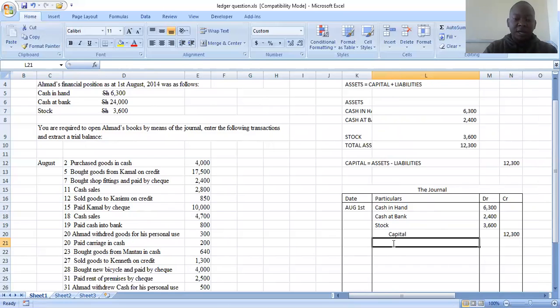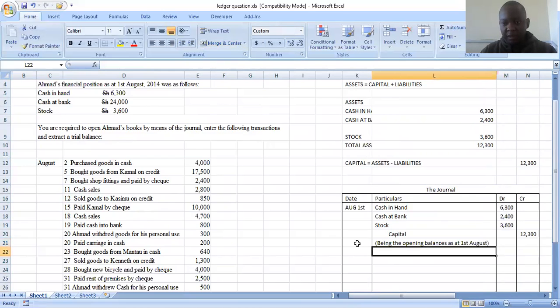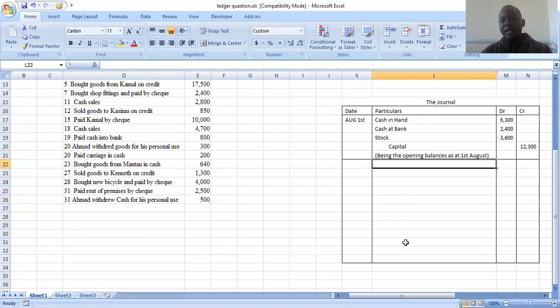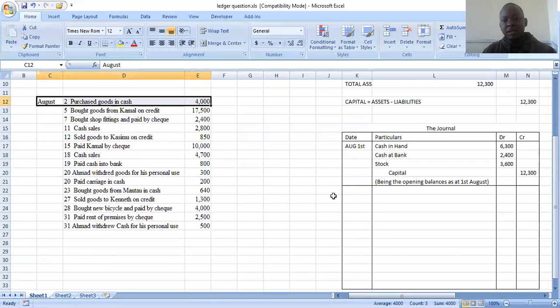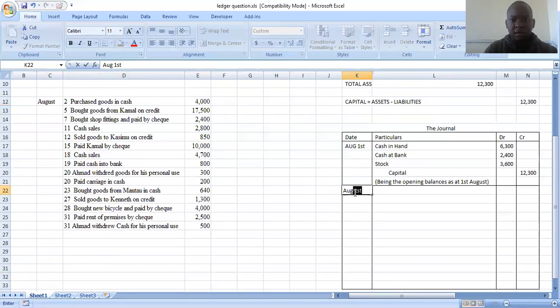Then the journal must have a narration, and in the narration you can say, being the opening balances as at 1st August. Then you close that. To close that, we underline, and then we move on to the second transaction, the transaction on August 2nd, as I've highlighted there.